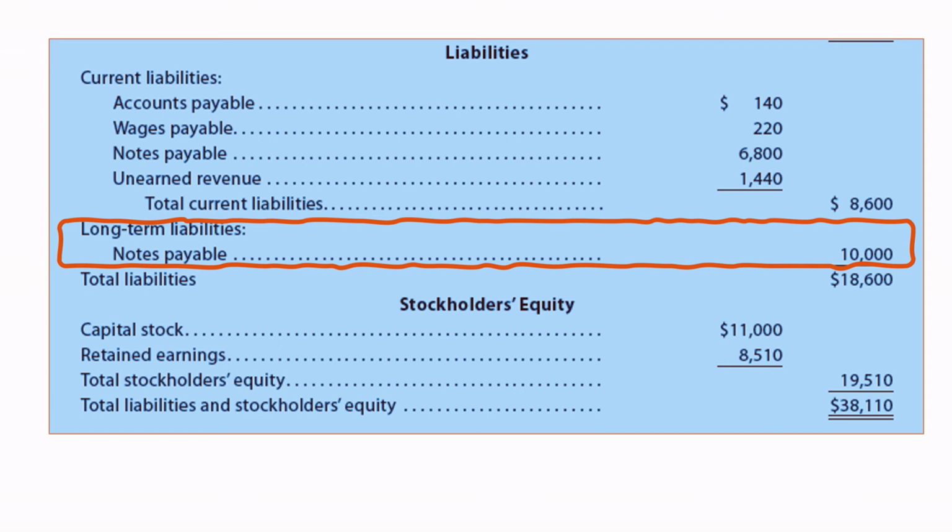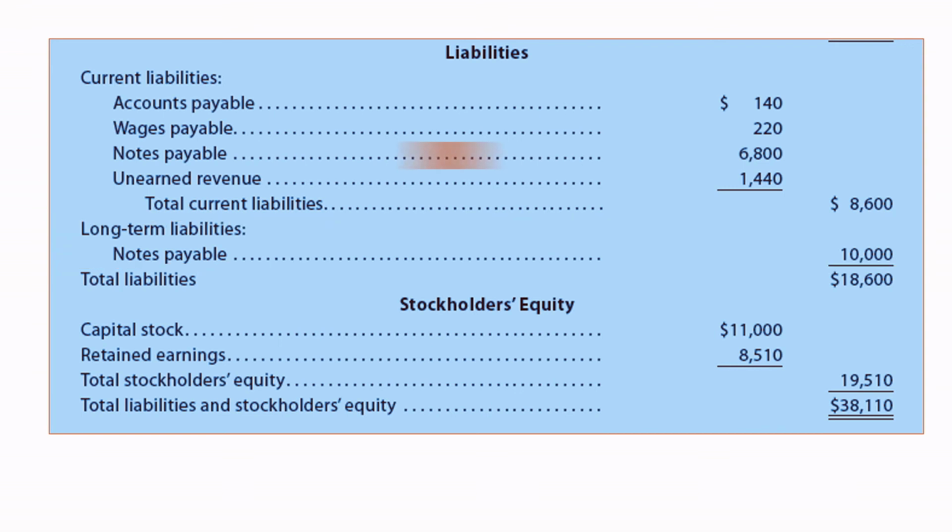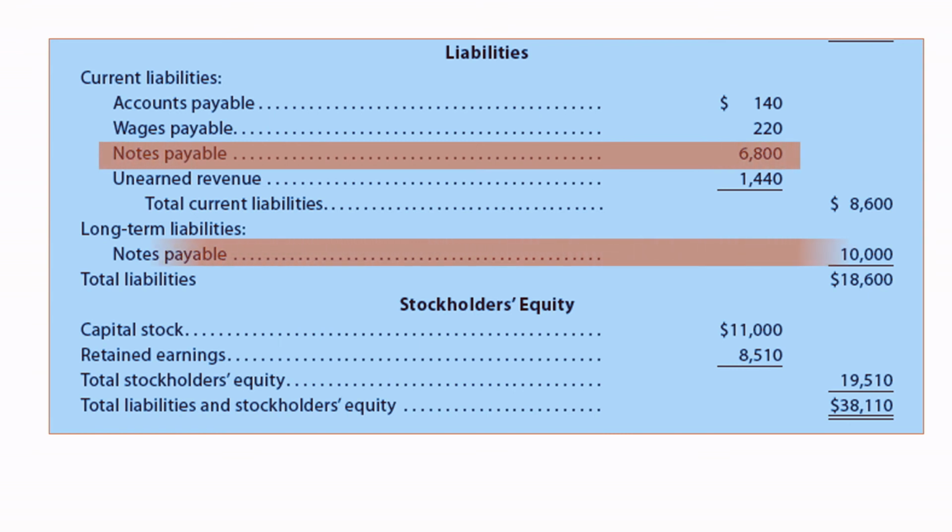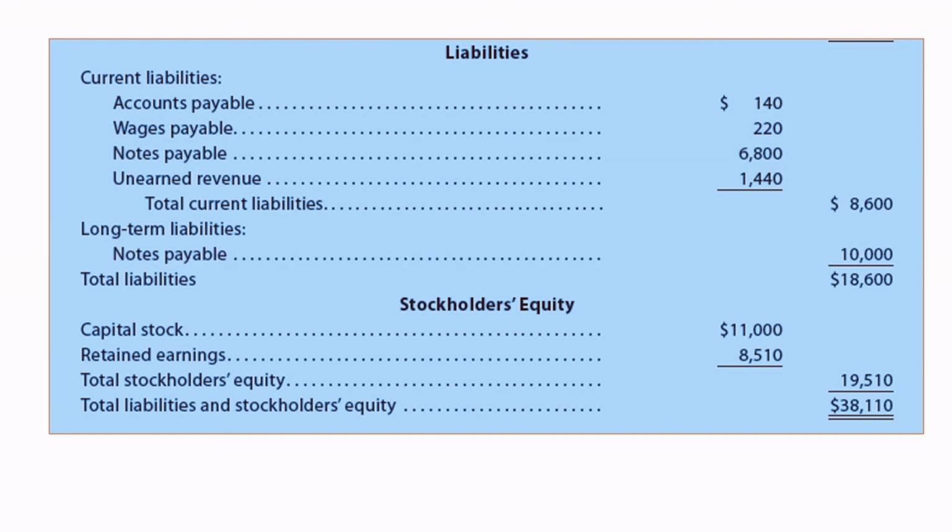Family Healthcare has $16,800 of notes payable, $6,800 due next year and reported as a current liability. The remaining balance is reported as a long-term liability.